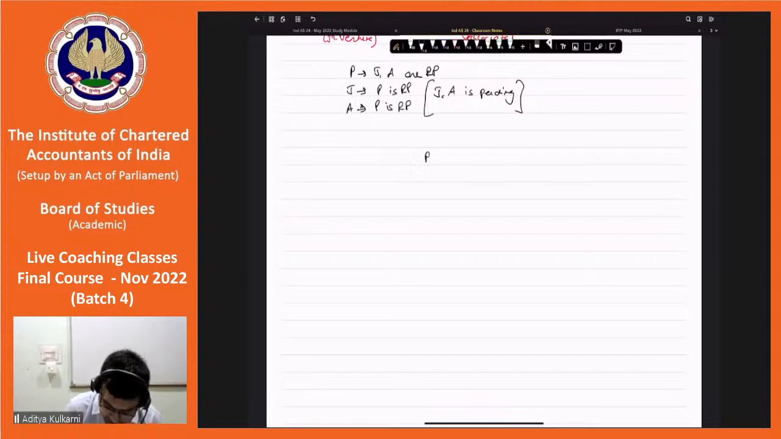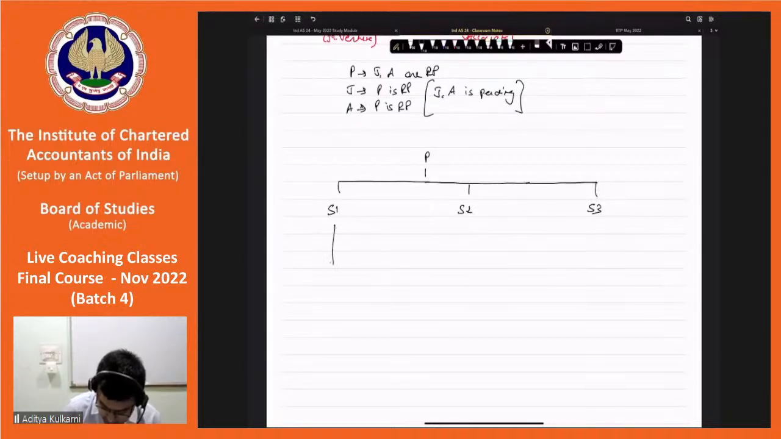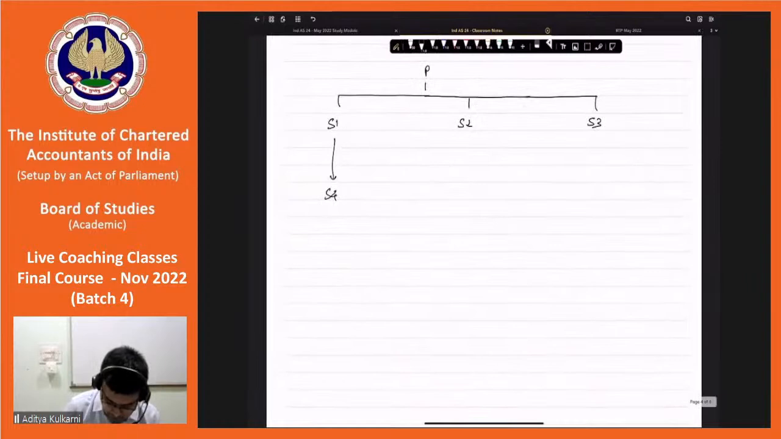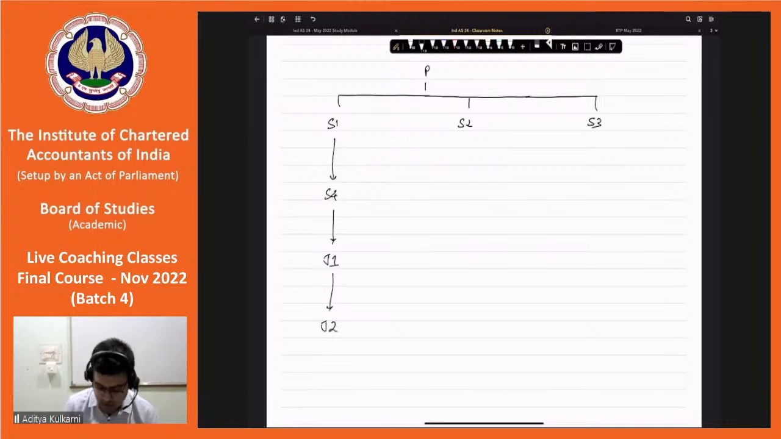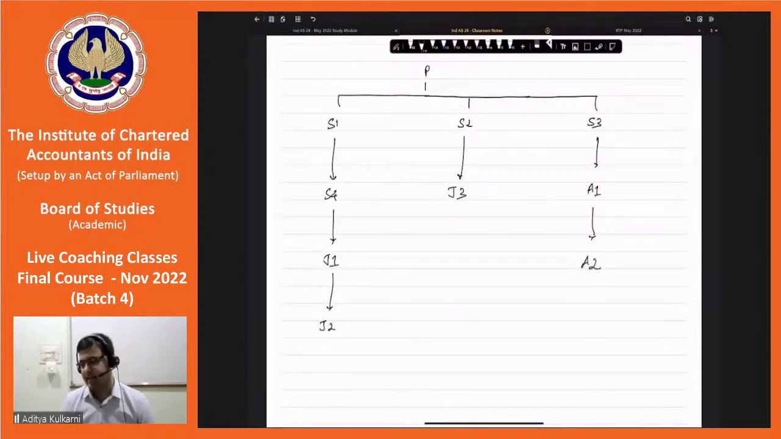We have entity P, with S1, S2, S3, S4. S4 has one joint venture J1. J1 has another joint venture J2. S2 has another joint venture J3. S3 has an associate A1. A1 has another associate A2.